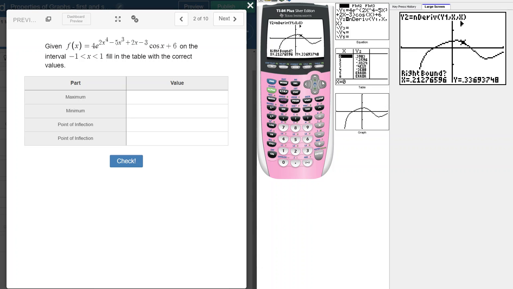So I hit enter. Then it tells me to go to the right bound. So I need to move to the right of the x-intercept and then hit enter. And you should see these little arrows, or in the fancier calculators, the lines that tell you that the calculator is only looking between these two places. And then it asks if you want to guess, and we just hit enter. We don't need to guess.